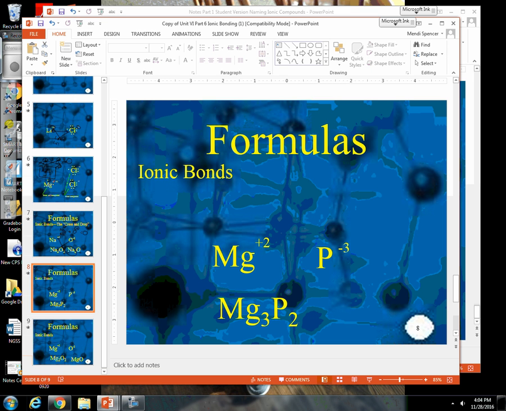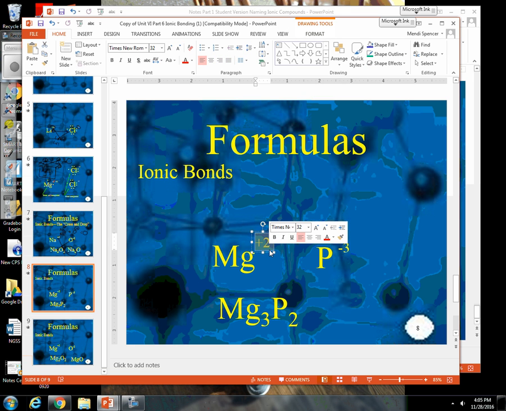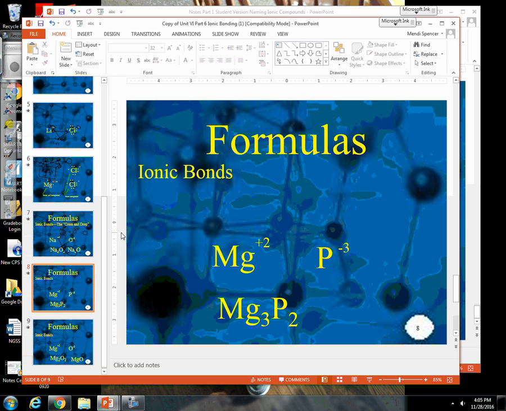And this next example, same deal. We have a plus 2 charge for magnesium. We have a minus 3 charge for phosphorus. So 3 will become the subscript of magnesium. 2 will become the subscript of phosphorus, so that our overall charge equals 0, and our formula is Mg3P2.